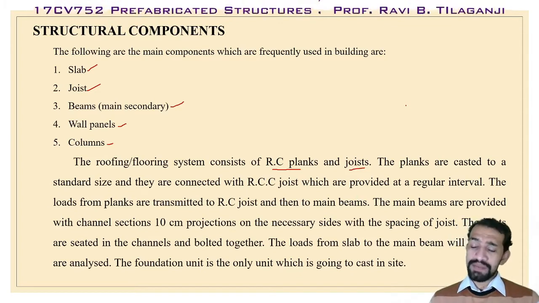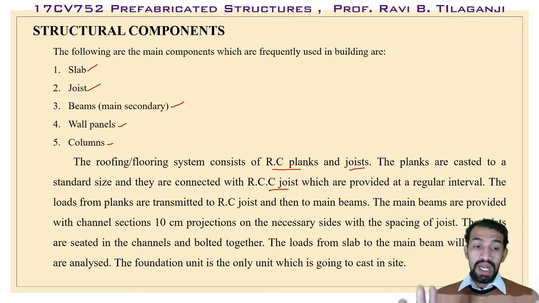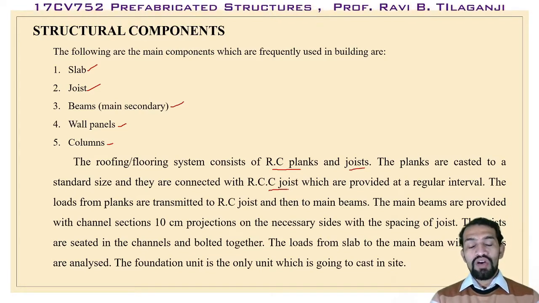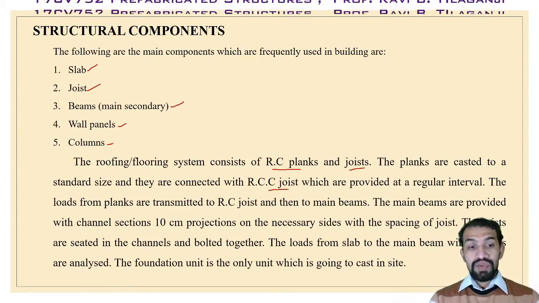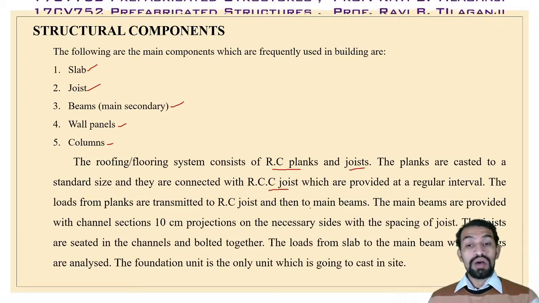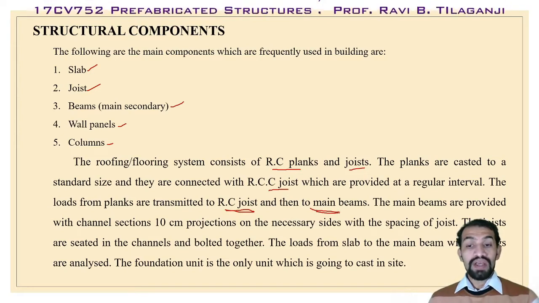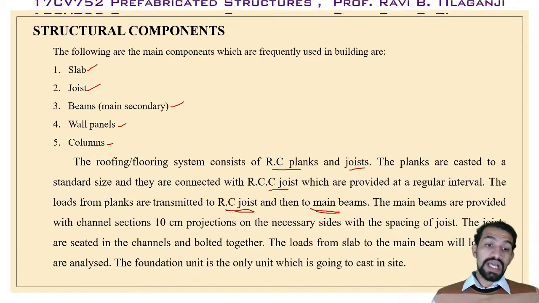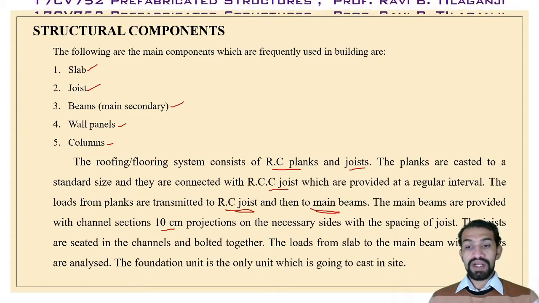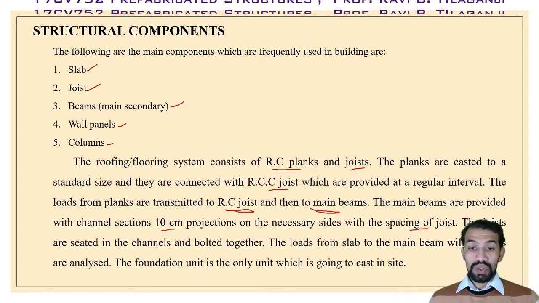These are some kind of beams only. These are nothing other than beam type sections, but not the regular beams. These have different kinds of shapes and sizes. So the loads from the planks are transmitted to RC joists, then to the main beam. So this is what we call the secondary beam. The main beams are provided with channel sections, with 10 cm projections on the necessary sides with spread spacing of joists. The joists are seated in channels and bolted together.